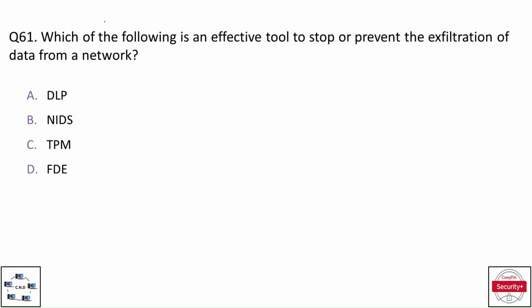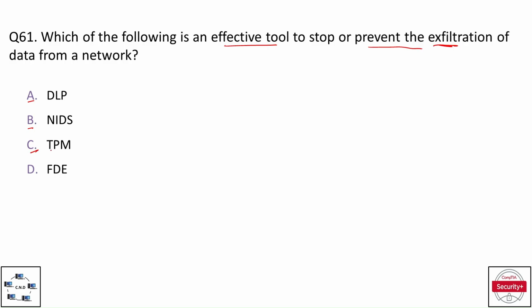Question number 61. Which of the following is an effective tool to stop or prevent the exfiltration of data from a network? And the options are option A, DLP, that is data loss prevention. Option B, NIDS, that is network intrusion detection system.